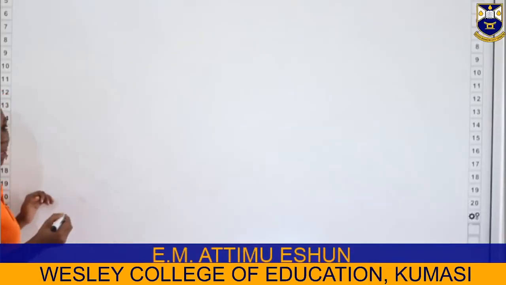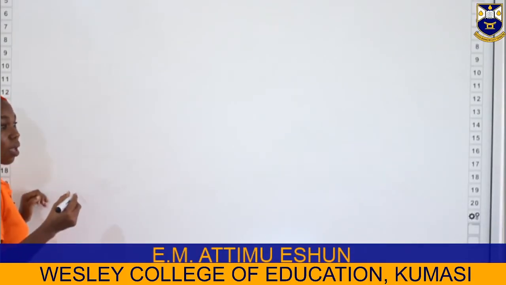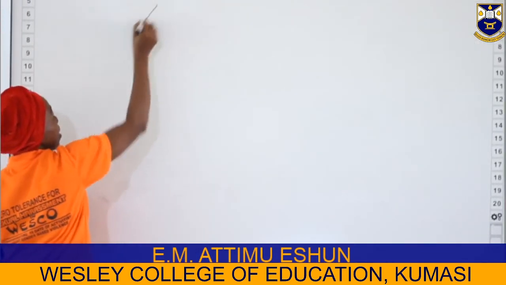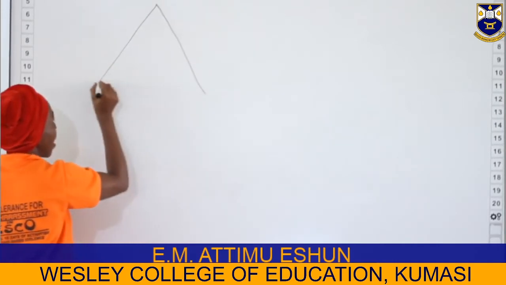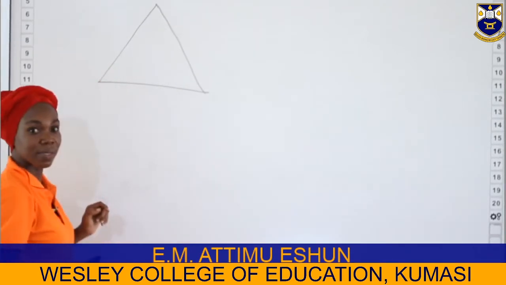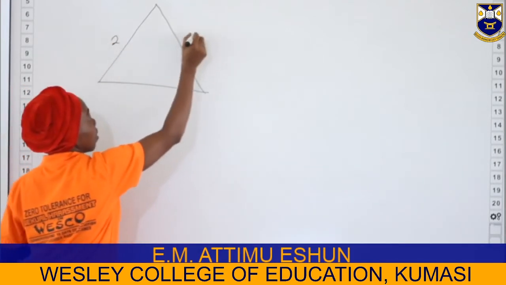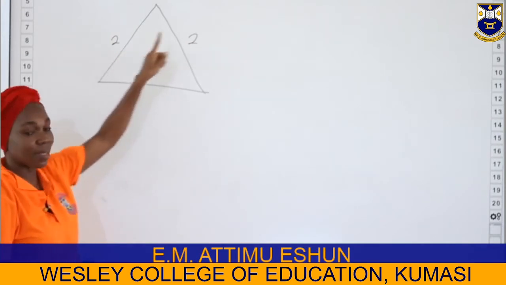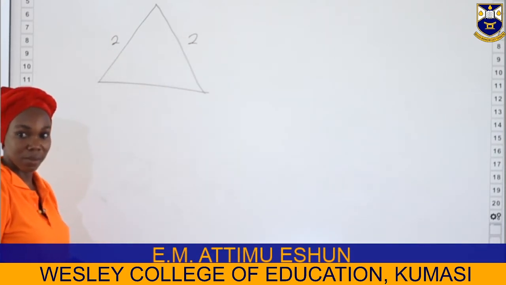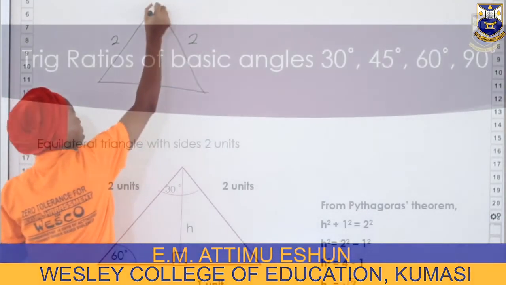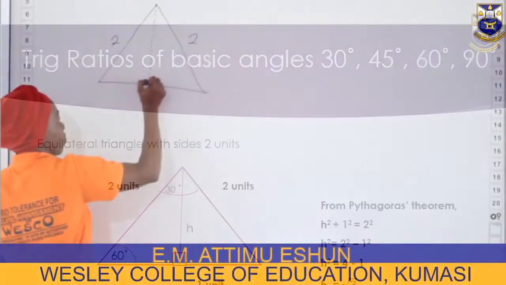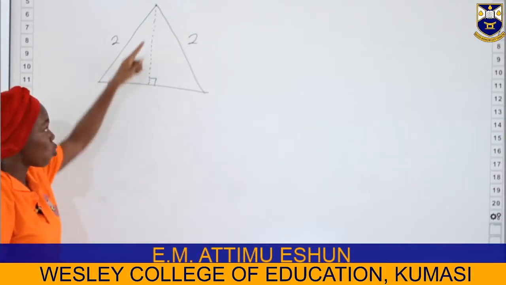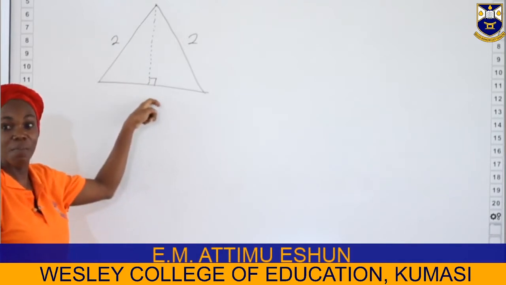Right, we'll now look at the basic trig ratios with reference to basic angles. And we'll need an equilateral triangle with side 2. Now, if it is an equilateral triangle, it means that all the sides are having 2 units. And so, if I have the altitude of that triangle drawn with my dotted lines, it will make an angle of 90 degrees with a baseline.